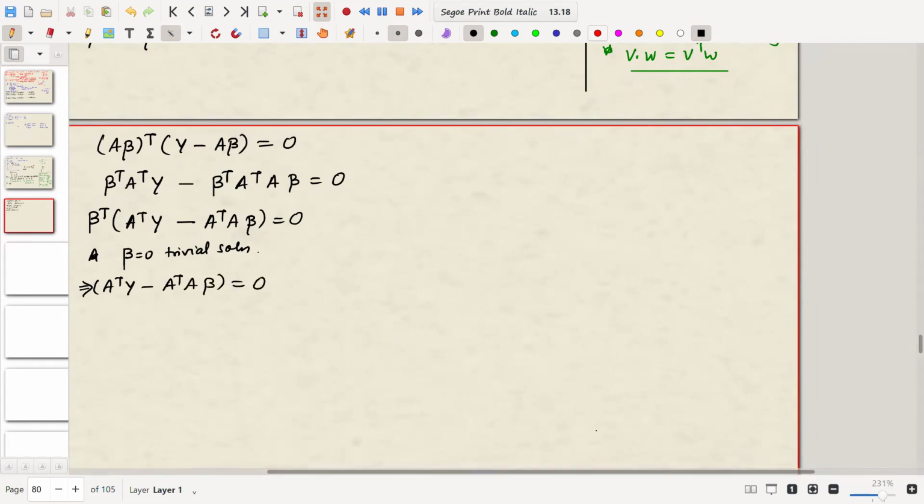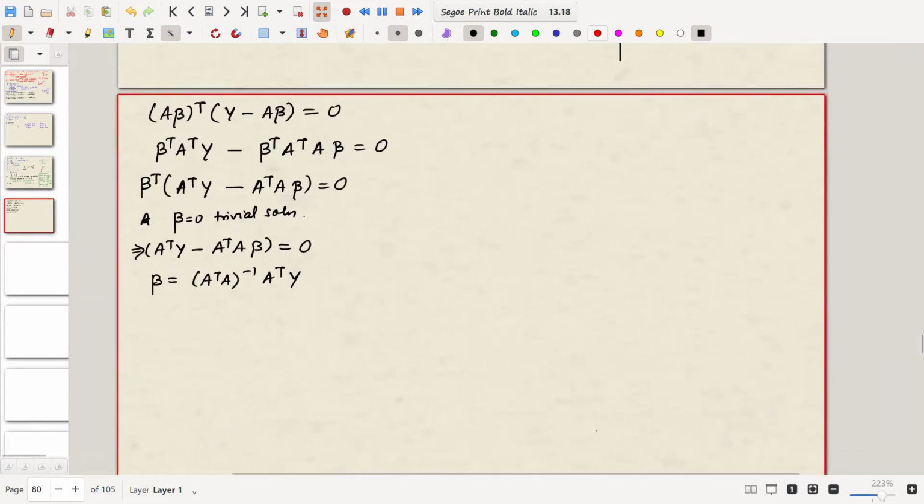Now, can we find beta here? So beta should be equal to A transpose A whole inverse times A transpose y. Is it okay? Solving for beta, this beta will give you the least squares regression actually. But what is this beta equal to A transpose A inverse A transpose y? It's a very complicated looking matrix equation.